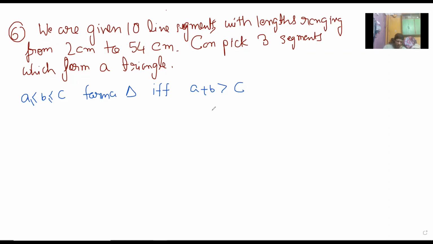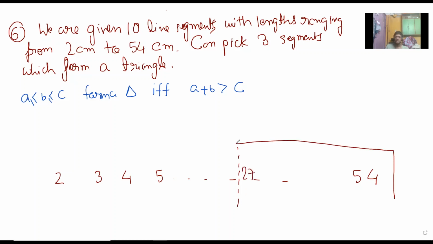Okay, so let us try to think. If you think that the numbers are placed, four, right? Which portion should we look at first? What I'm saying is, if I pick three segments from a certain portion, I will certainly end up making a triangle. What is going to be that portion? For example, if you think from 27 onwards, this portion is very special. Let's see. What if you pick three numbers from this portion?